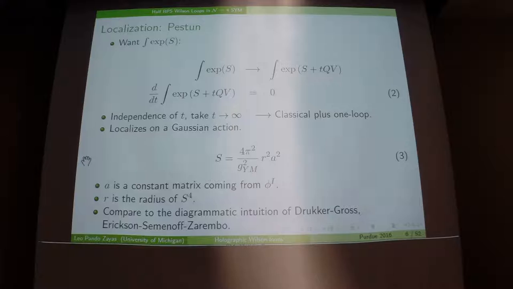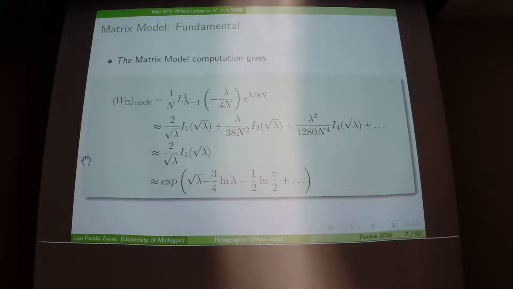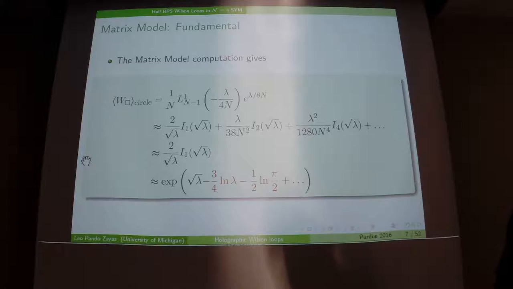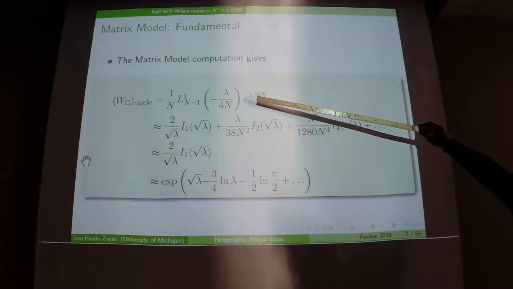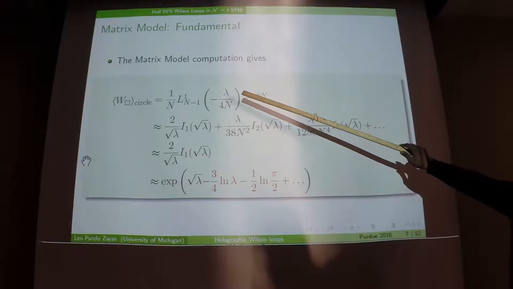But the amazing thing, of course, is that the path integral over fields that was very complicated reduces to integration of matrices. Okay, with that and a little bit of matrix theory, you can compute the expectation value of the Wilson loop exactly. So this is for the fundamental representation. Here's the exact answer on the circle, okay? So this is some Laguerre polynomial. And so you can see it's exact in N and in lambda.